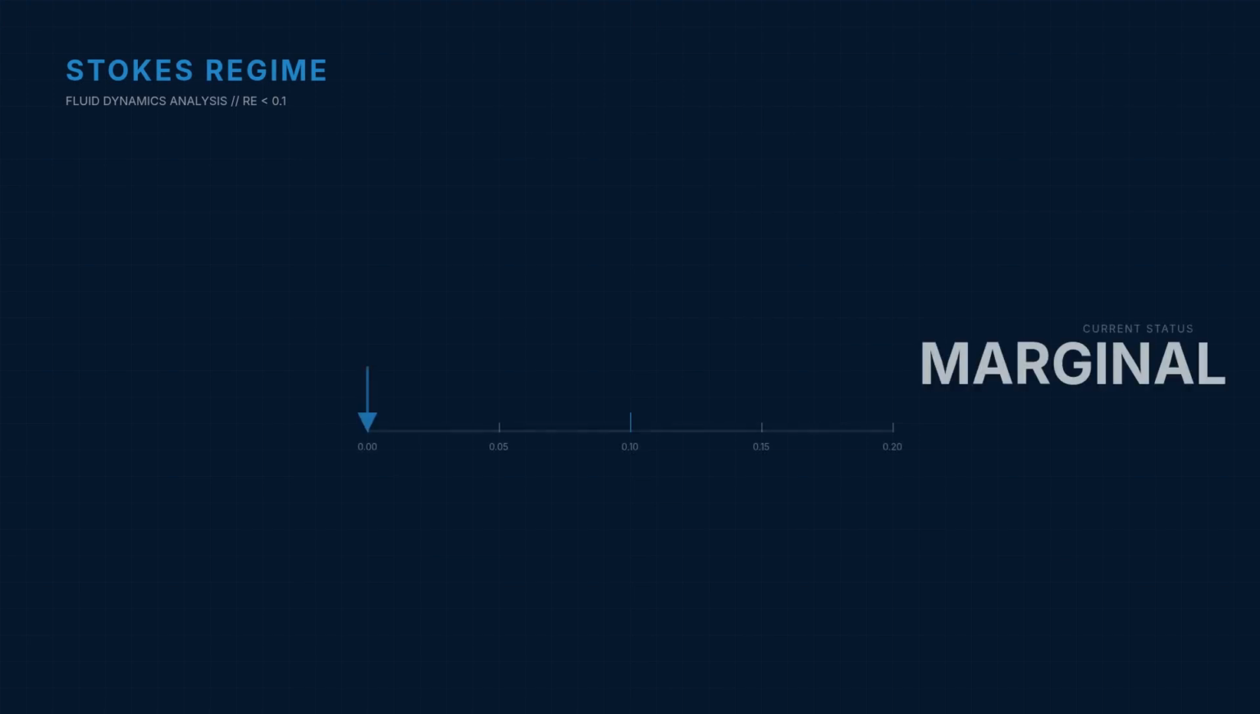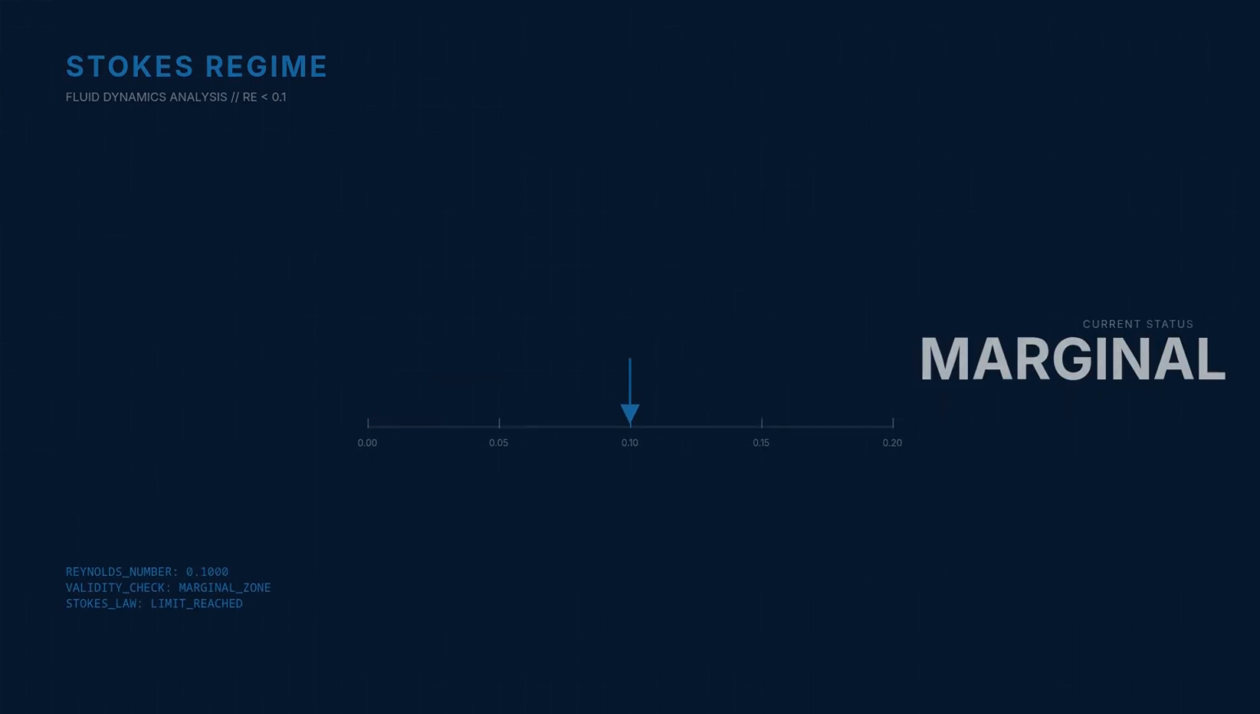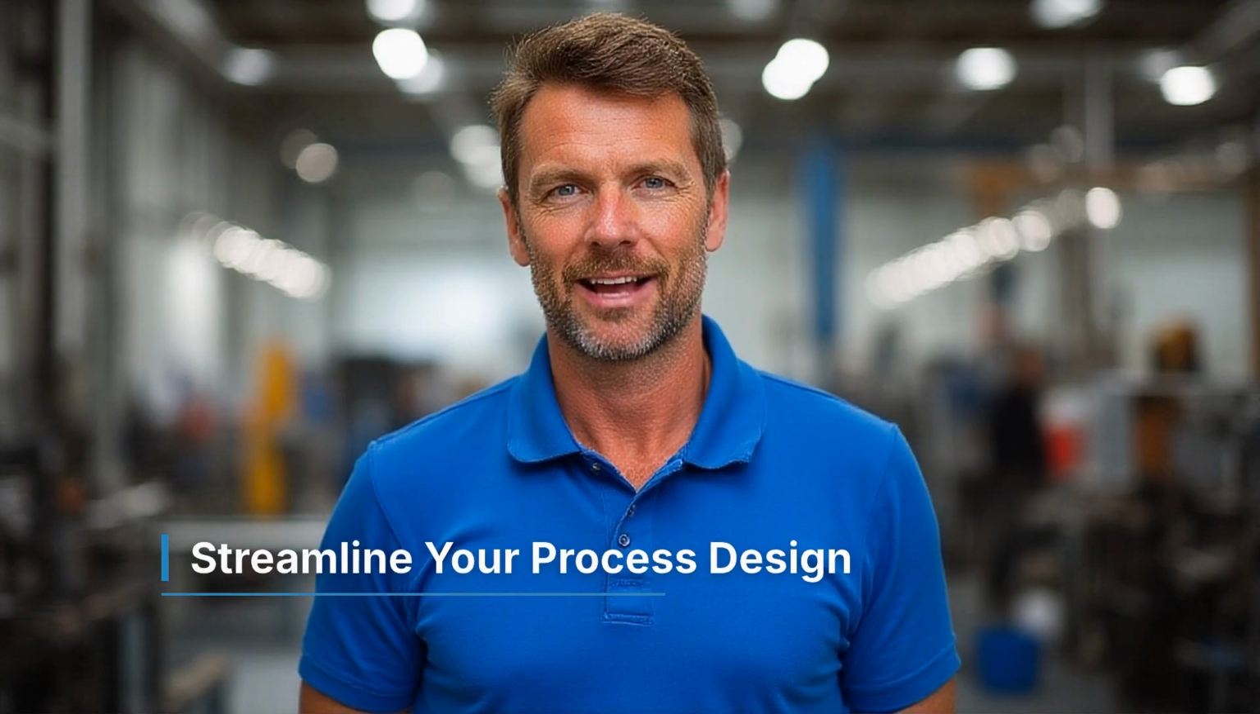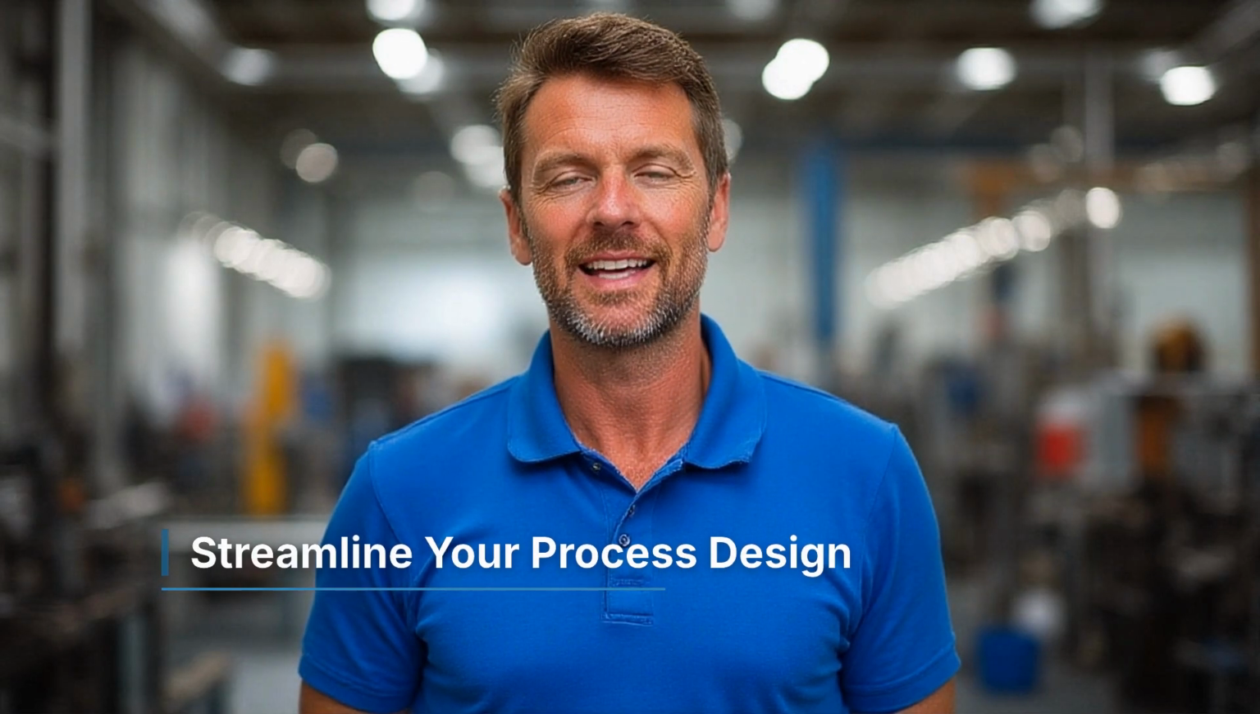The Stokes regime shows marginal, indicating we're near the boundary of Stokes' law validity, which typically requires Reynolds numbers below 0.1. This tool streamlines particle settling calculations for process design and analysis.